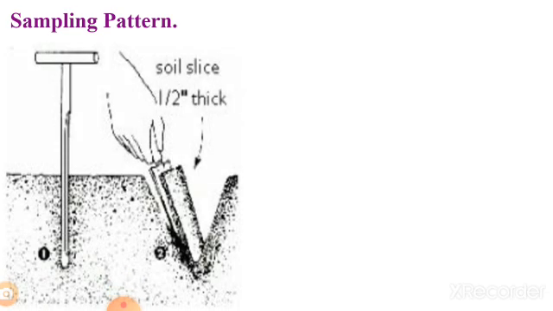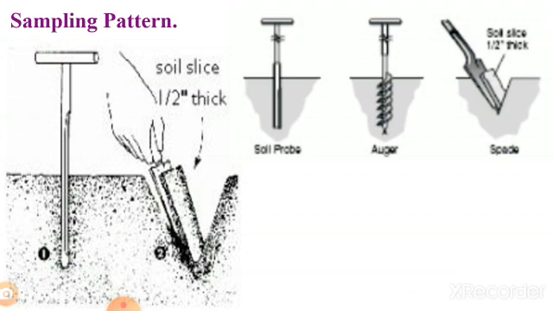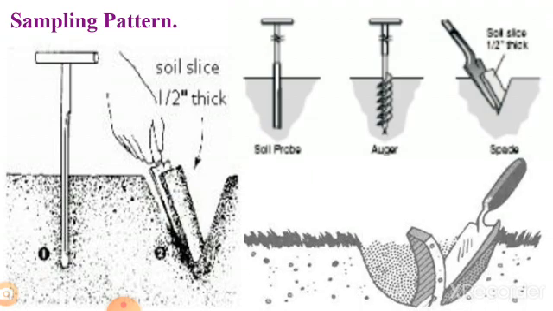So next one is sampling pattern. Sampling pattern for collecting a representative soil sample. So here we can see soil slices, that is half-inch thick soil slices, which is also a V-shaped cut. Then plow depth, here we can see plow depth by this tool. Different types of tools we use, like probes, auger, and here it is auger or soil sampling methods.